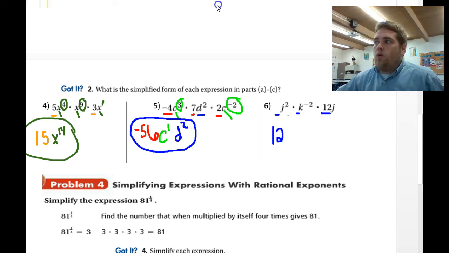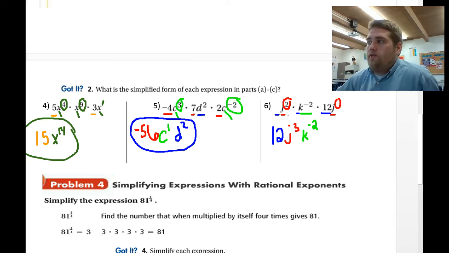Okay. Now we're looking for our variables. So I've got J, K. Is K the same as J? No, it's not. And then I've got another J down here. So I've got 2 plus 1, so that's J to the 3rd. Okay. Then my final variable, I've got K to the -2. Okay, so K to the -2.